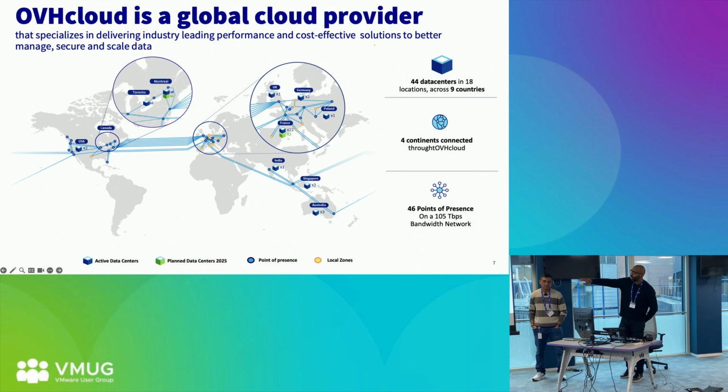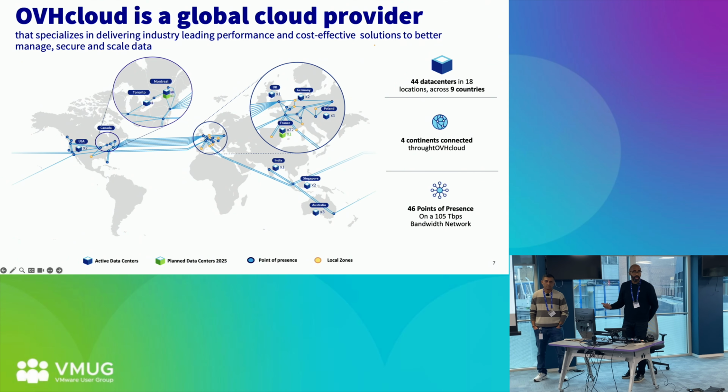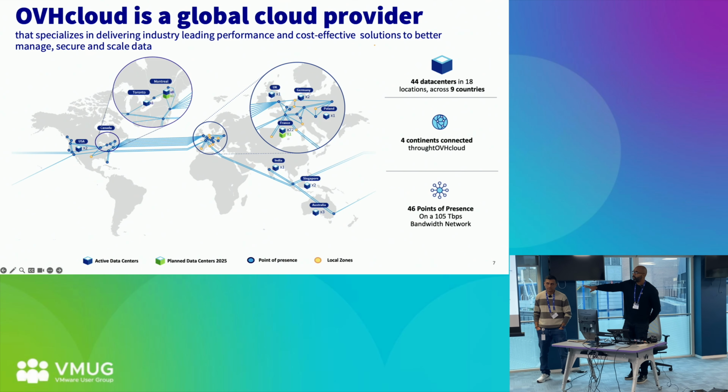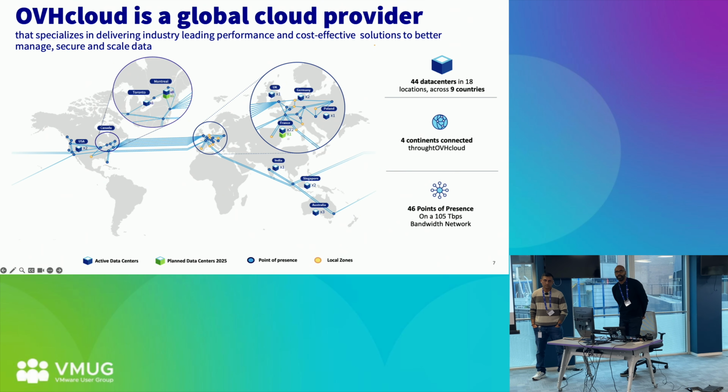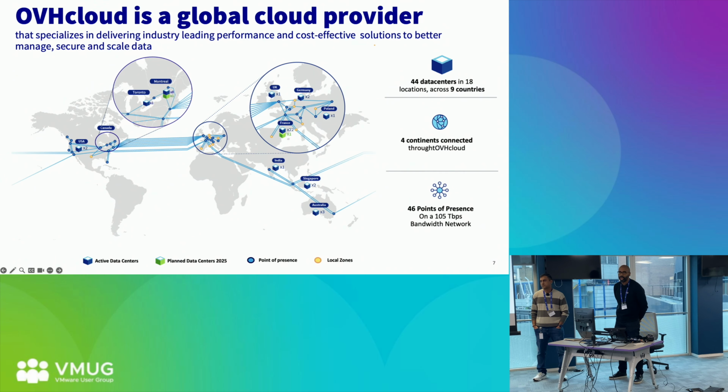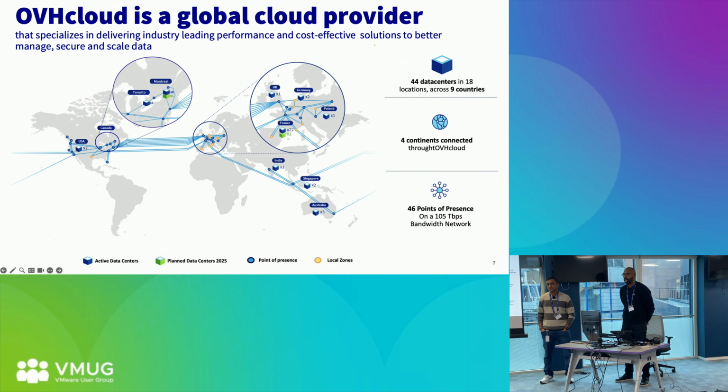All of the links are fibers that are put in by us, so they all belong to us. The whole infrastructure here belongs to OVH, so no middlemen to get in the way or anything like that. We do interact with people like Colt, etc., but all of that was built by and fiber laid by OVH.